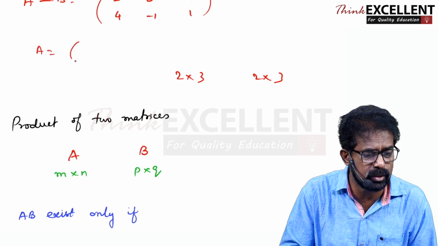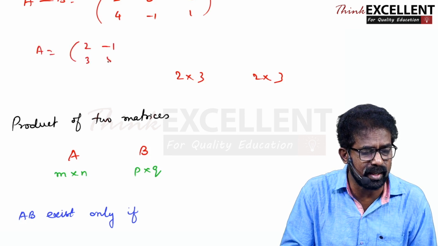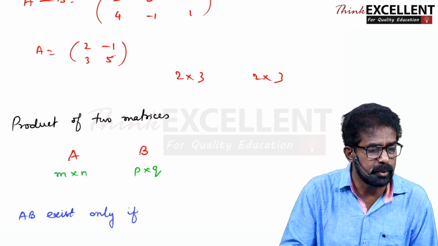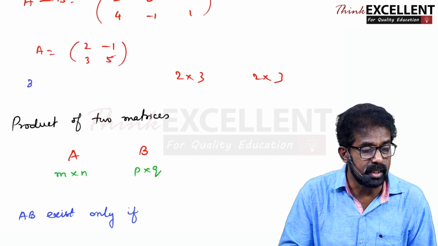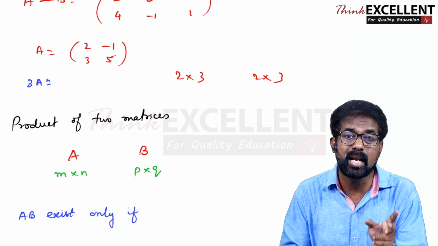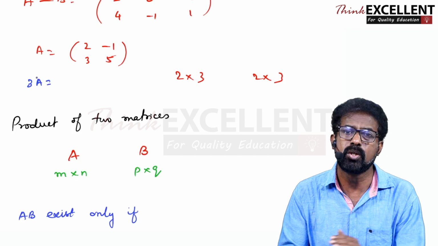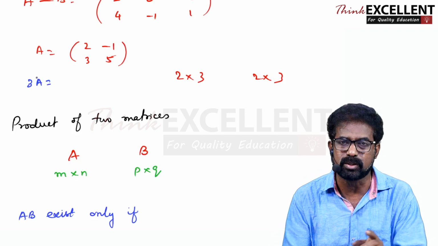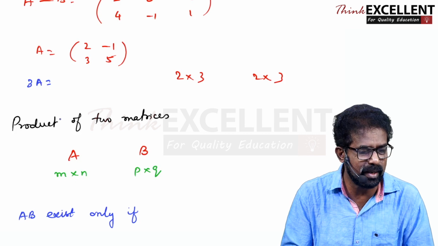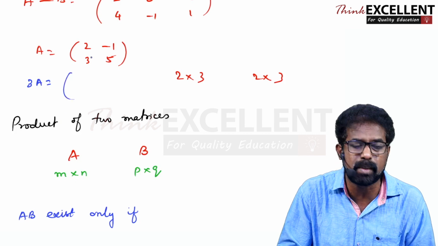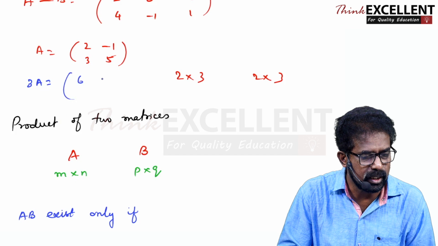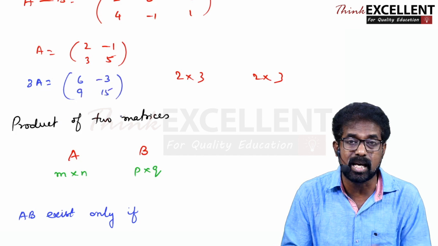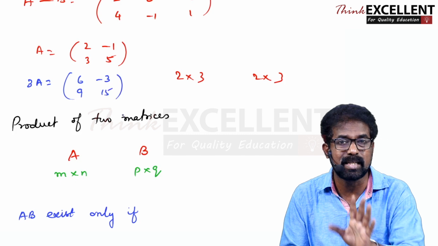Suppose A is a matrix, 2 minus 1, 3, 5. A is a matrix given. Suppose I want to find 3A. This is scalar multiplication of a matrix. What do you do? You multiply all the elements by 3. Negative of a matrix we studied, minus A: change the sign of every element. Same way, 3A means you multiply every element by 3. 3 2s are 6. 3 into minus 1, minus 3. 3 3s are 9. 3 5s are 15. That is scalar: a scalar and a matrix you multiply.